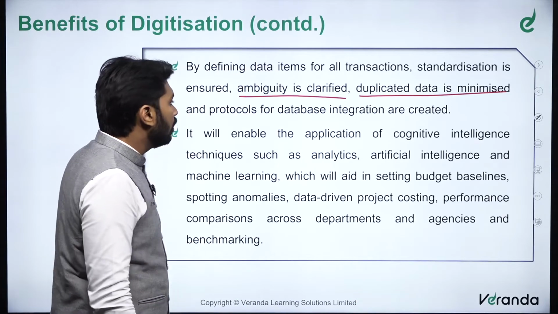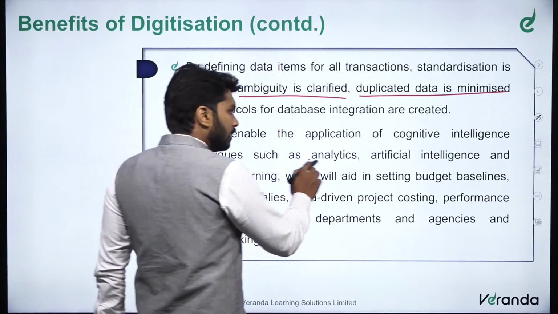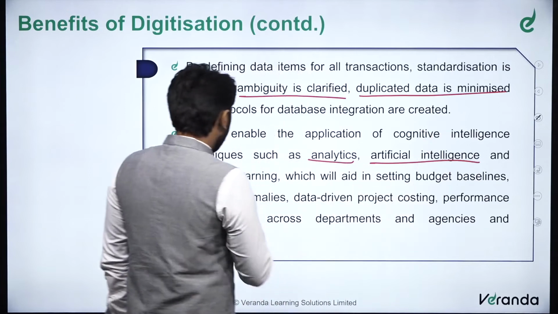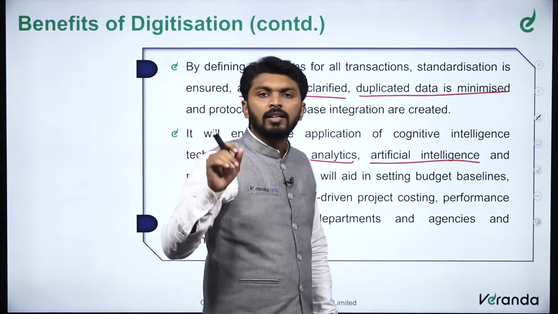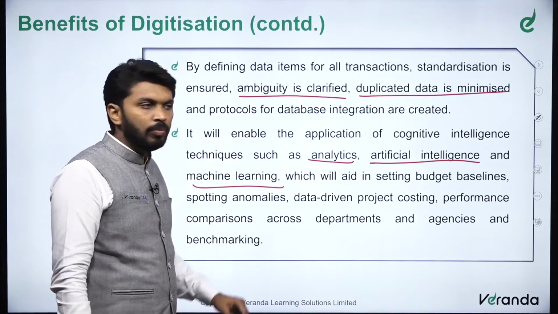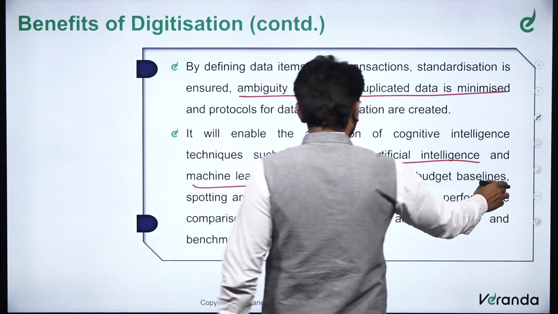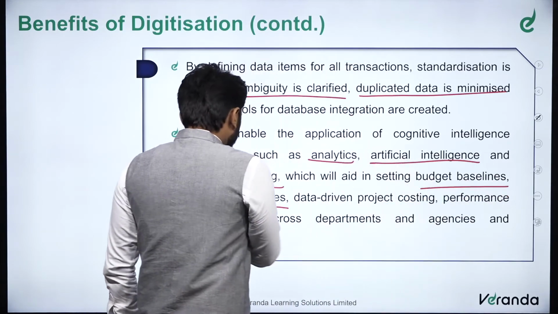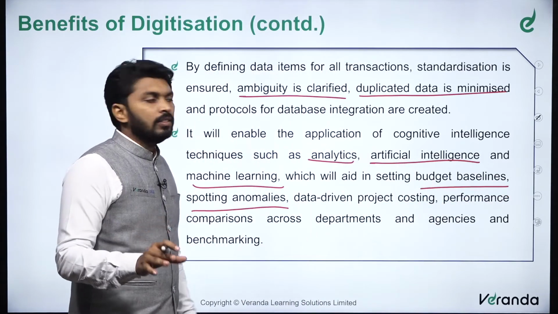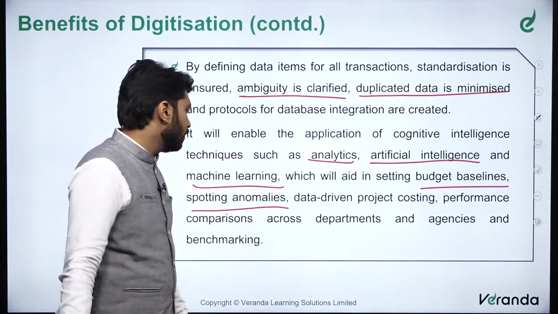It will enable the application of cognitive intelligence techniques such as analytics, artificial intelligence and machine learning, metadata learning, cloud data. So these kinds of advanced technologies can be used, which will aid in setting budget baselines, spotting anomalies if there is any error. Using this data analytics and artificial intelligence, it can be found out easily.